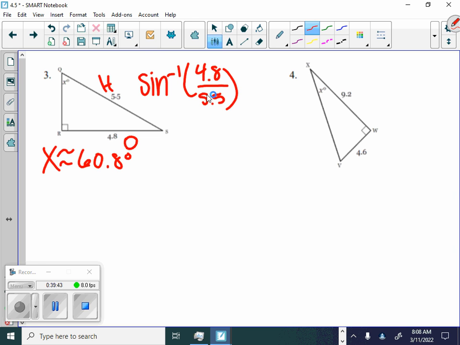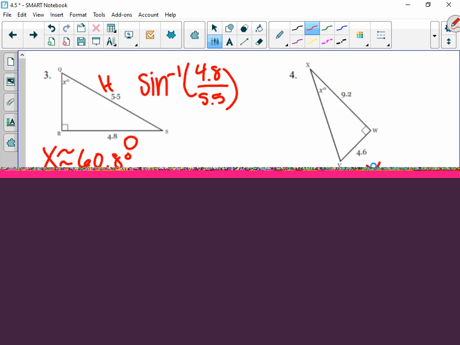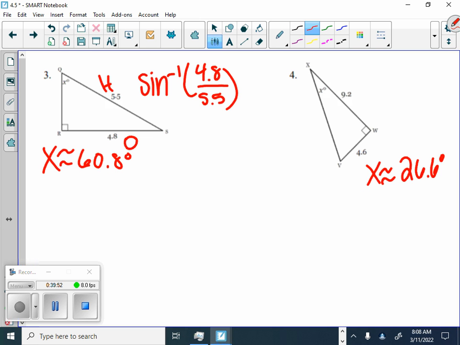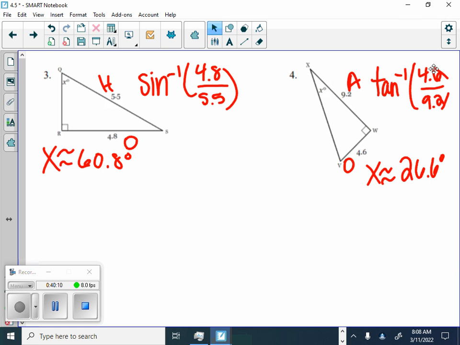And what do we get for 4? 26.6. Okay, which trig ratio do you use here? Tangent. The 4.6 is opposite, the 9.2 is adjacent. Inverse tangent of, let's see, 4.6 over 9.2. Does in fact get you that 26.6. And that, ladies and gentlemen, is true.